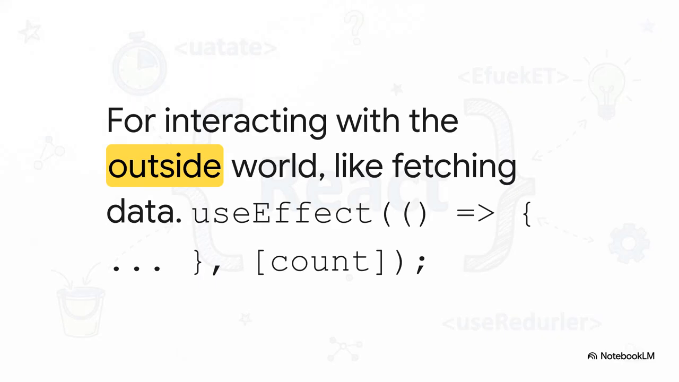Next up is useEffect. Now, this one handles any side effects, which sounds kind of technical, right? But all it really means is tasks that have to interact with the world outside of your component. Think fetching data from a server, setting up a subscription. That's what useEffect is for. And that little array at the end, that's the dependency array, and it is so important. Here, putting count inside tells React, hey, only rerun this effect when the count value actually changes.